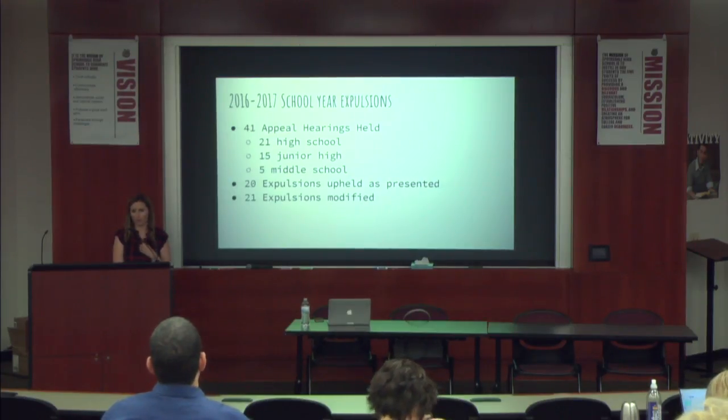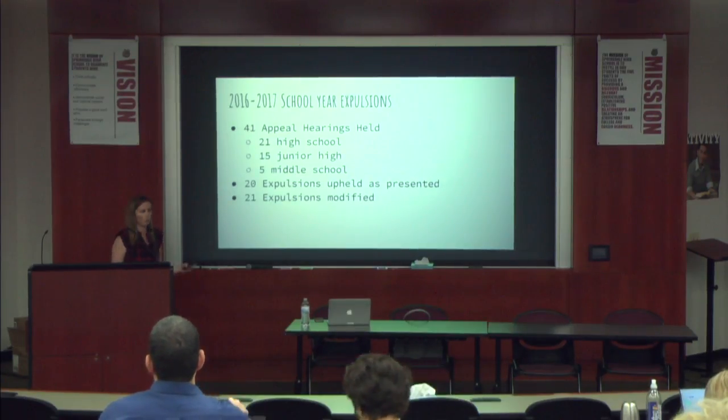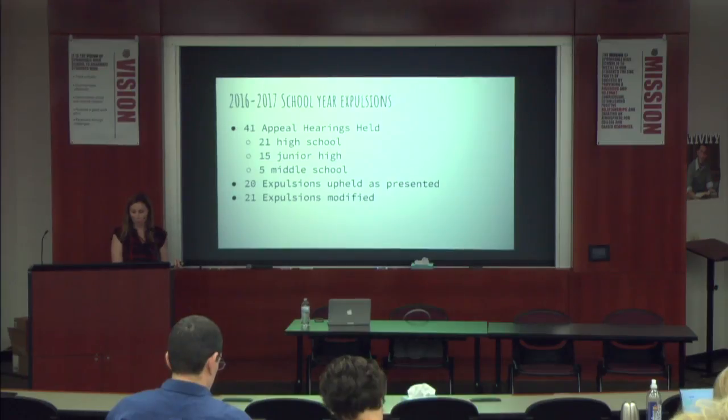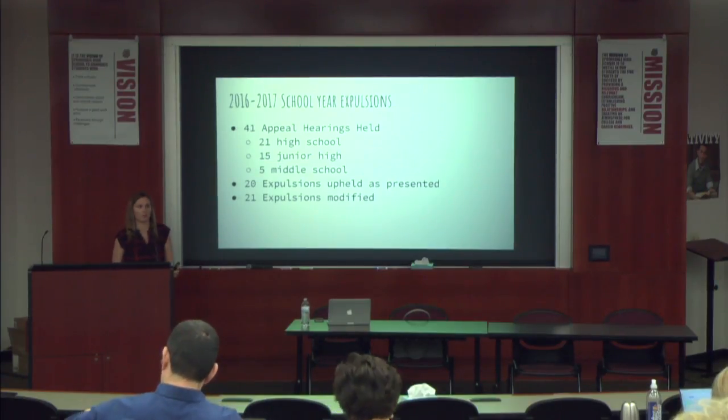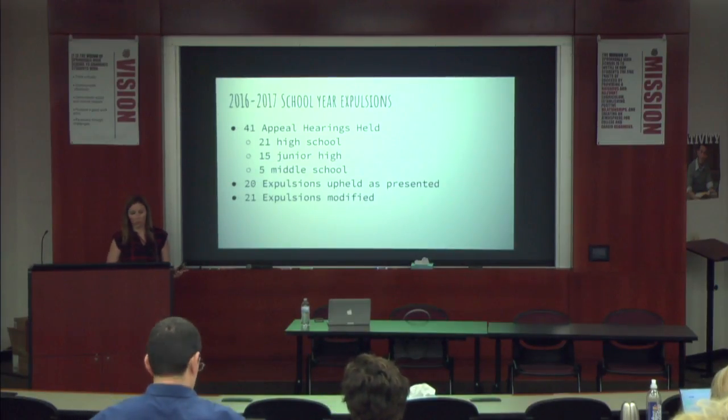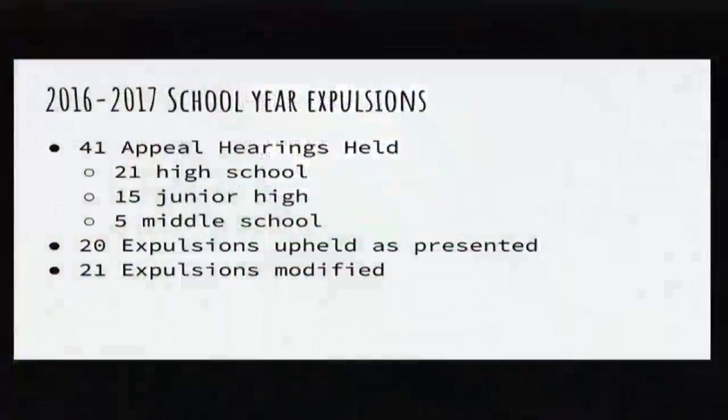And my only frame of reference is, of course, this last school year. But there were 41 appeal hearings held. 21 of those were high school, 15 were junior high, and 5 were middle school. Now the results of those were about 50-50. 20 expulsions were upheld as presented, and 21 were modified in some way.